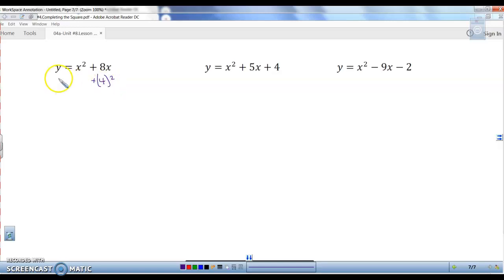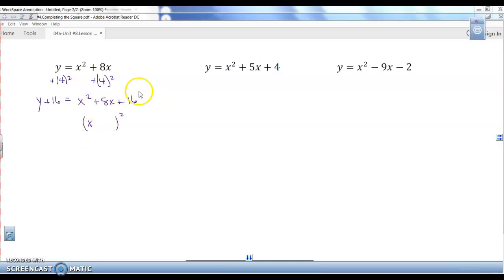Now, since I did that here, I also have to do it over here. So what is 4 squared? It's 16. So this is going to be y plus 16 equals x squared plus 8x plus 16. Okay. So now we want to complete the square on this part right here. Now remember, this is a perfect square trinomial because we did this. So what squared will go in here that gives me x squared plus 8x plus 16? Well, remember, the trick is this right there. Whatever that is, that's what your perfect square is.